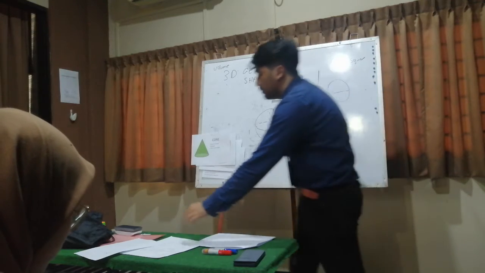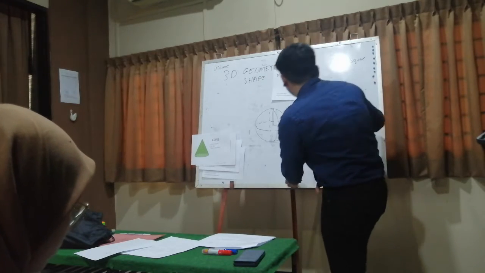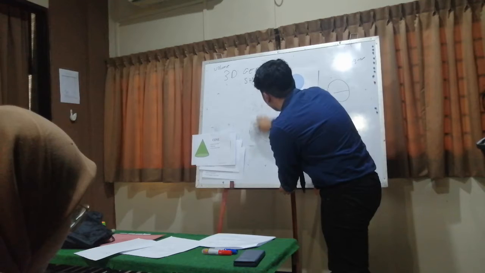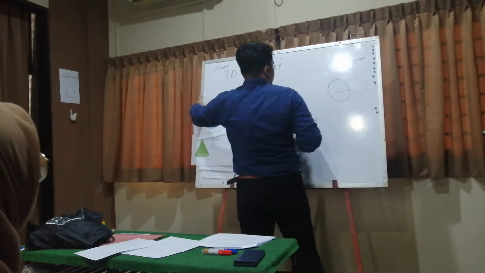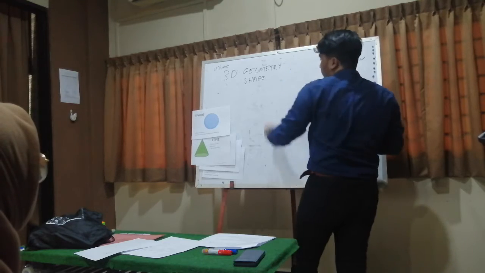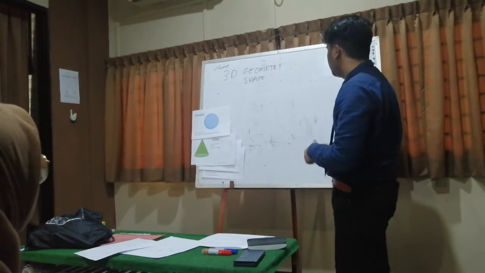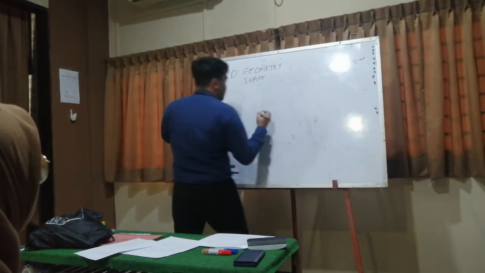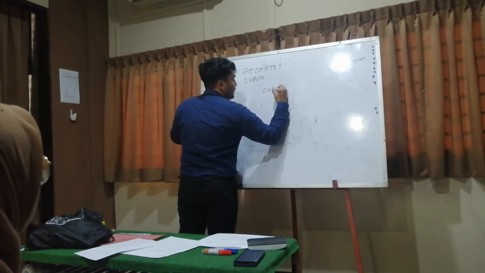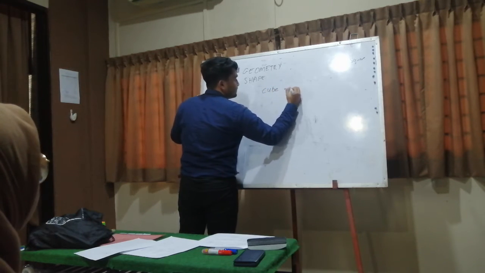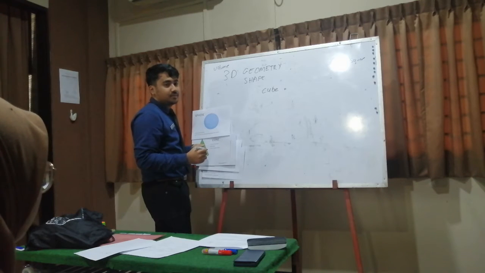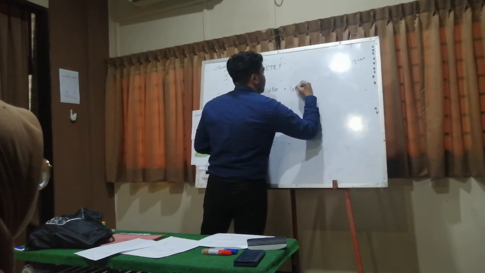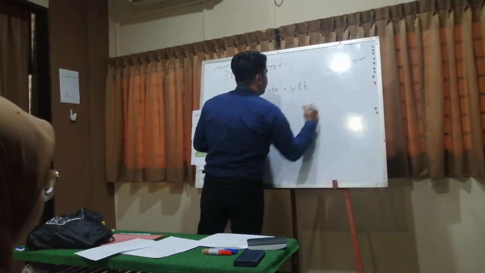Before I give you an exercise, let's recall the equation for every object. What is the equation for a cube, Azim? Width times length times height. Okay, good. We have width, length, and height.